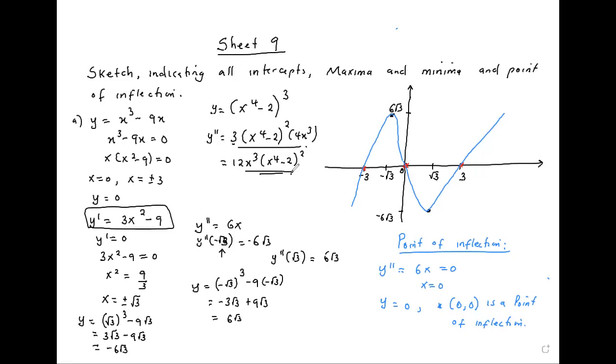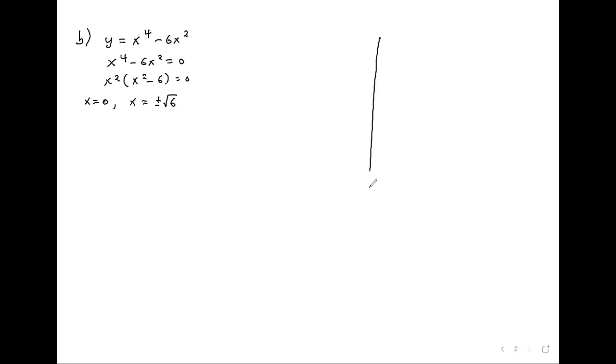So let's go to the second one, B. We want to sketch y is equal to x⁴ minus 6x². So first thing, we find the x-intercept. We equate this to 0. So we have x² minus 6 is equal to 0. So x is equal to 0, or x is equal to plus or minus root 6. So we can start our sketch.